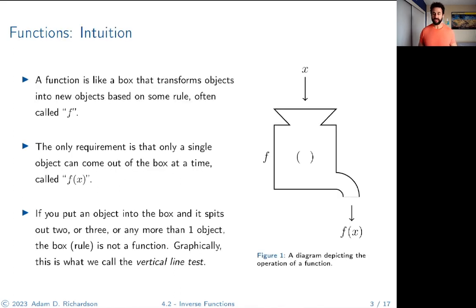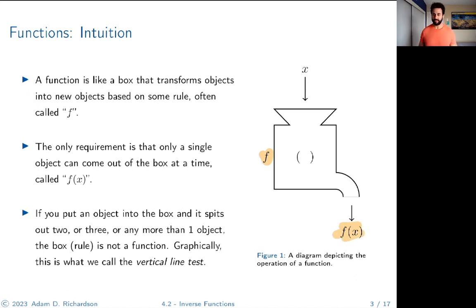So what is a function? A function is essentially a box, and it transforms objects into new objects based on some rule that we often call f. So that's the first thing you want to understand about functions, is that it's a very, very abstract, generalized concept. What we want to do is be able to talk about these rules or procedures, these functions that can transform things into other things, and we want to explore that behavior. So the only requirement to make this process a function is that only a single object can come out of the box at a single time.